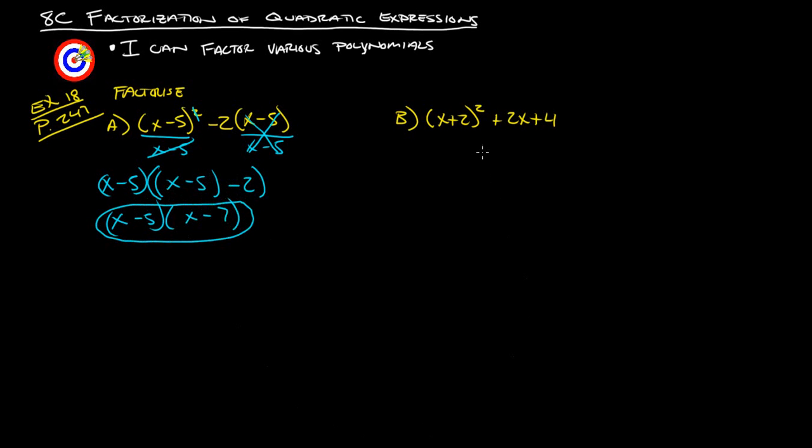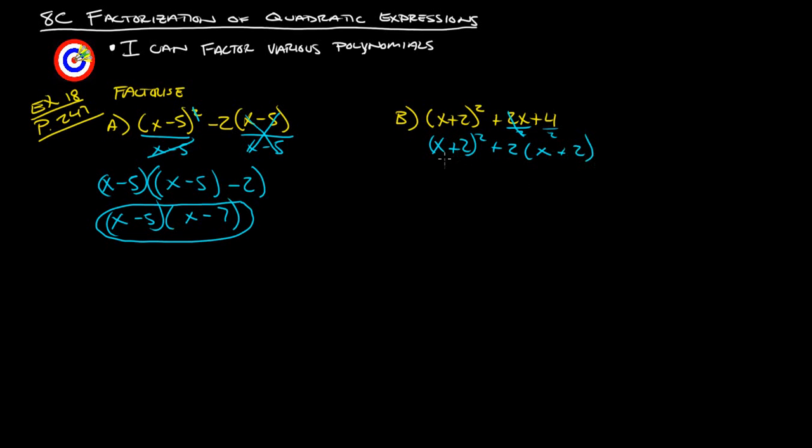On the next example, we've got (x plus 2) squared plus 2x plus 4. If you notice, we can take a 2 out of both of these last two terms. So we're going to leave the (x plus 2) squared alone for now, and factor a 2 out of both of these. Put the 2 out front. Those reduce and we get x, and 4 over 2 reduces down to 2.